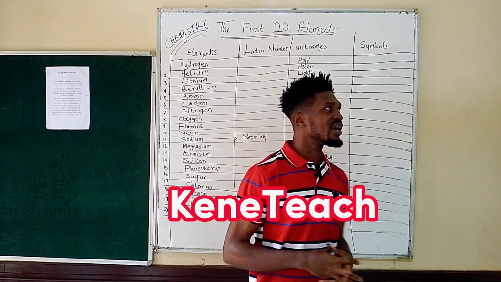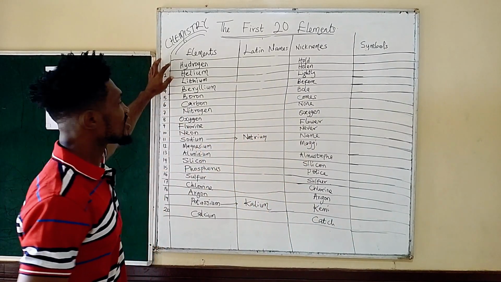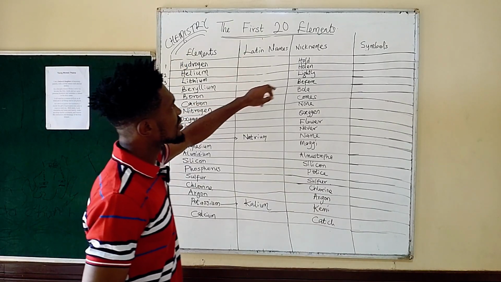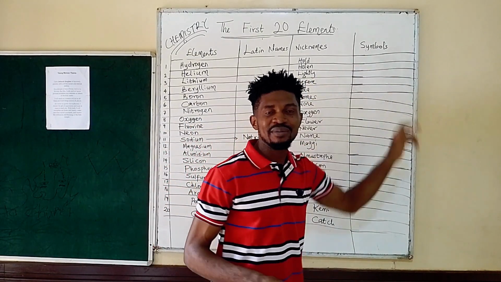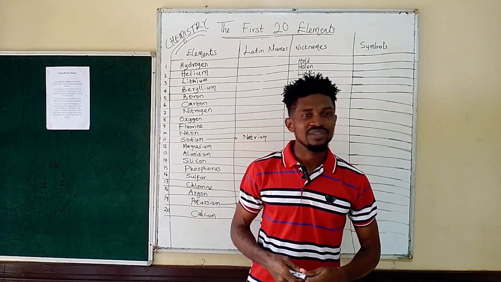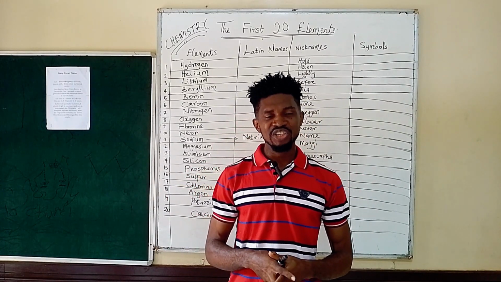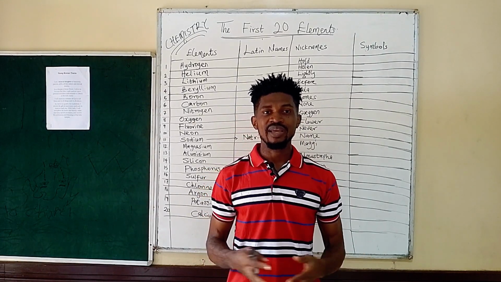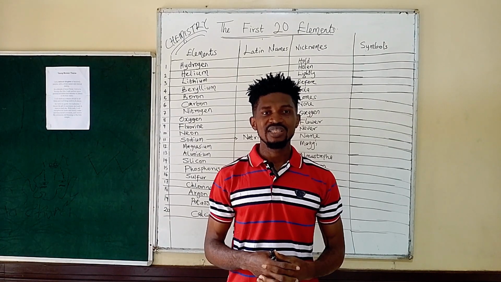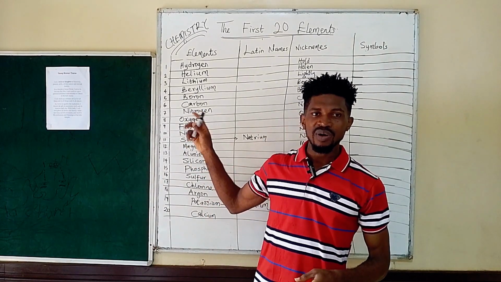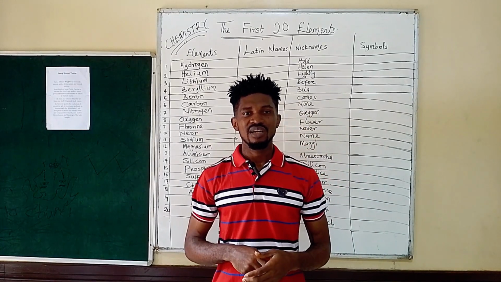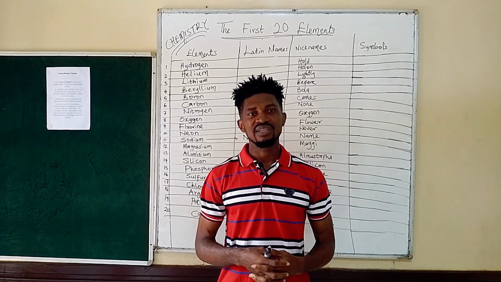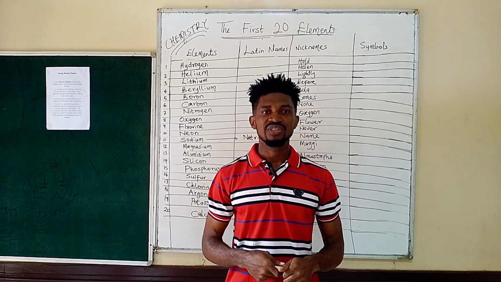In this video, I'm going to be teaching us the first 20 elements, as you can see on the board. You can see you have the elements, the Latin names, the nicknames, and then finally the symbols. My reason for teaching this topic is because I found out that many students, including those in senior secondary school, those who are writing WAEC, cannot actually say the first 20 elements from number 1 to 20, and this is quite discouraging because this is one of the basics of chemistry.